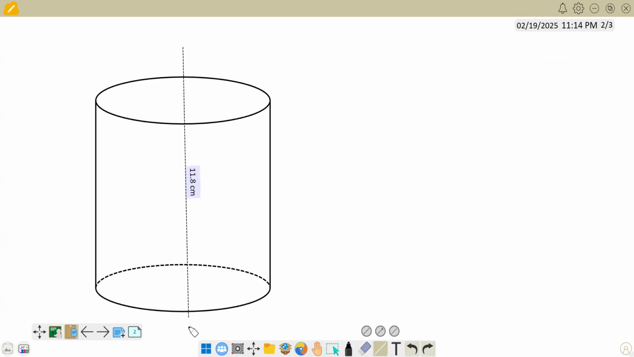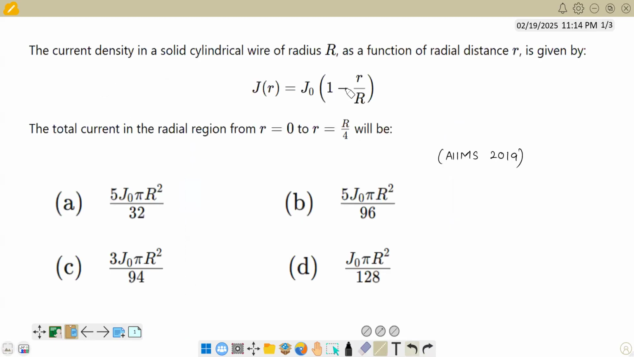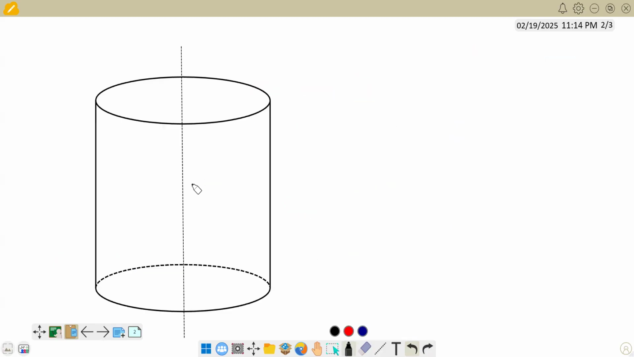Then, if this is the axis of this, he is saying the J value, current density, is radially changing. You can clearly see at r equal to R, the current density is 0. That means most of the current is flowing near the axis. As you slowly go away from the axis, the current density is decreasing and almost becoming 0. So most of the current is flowing near the center.